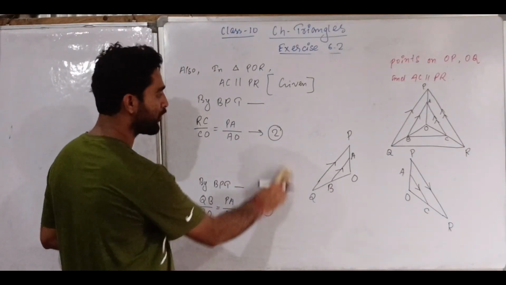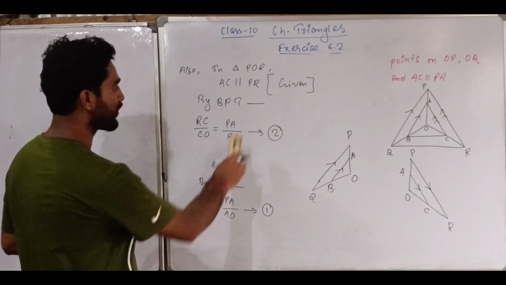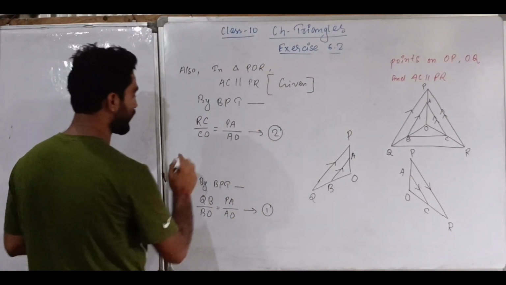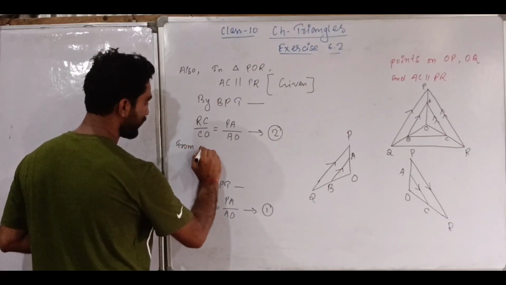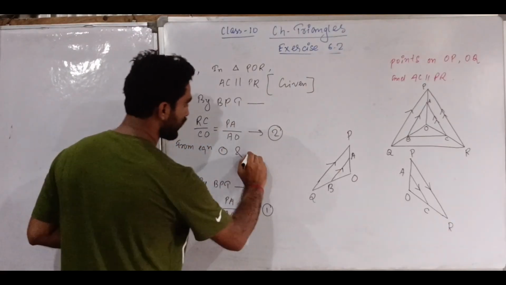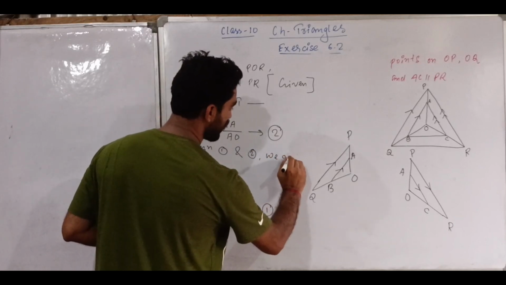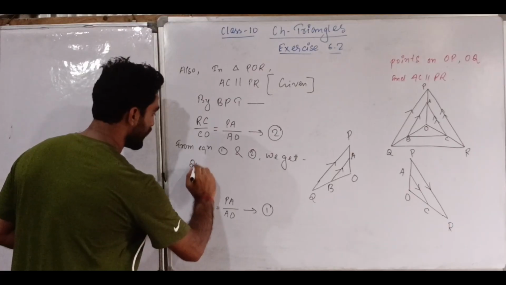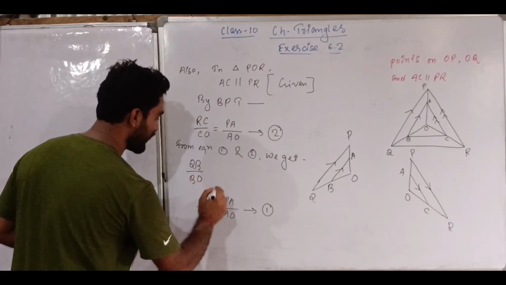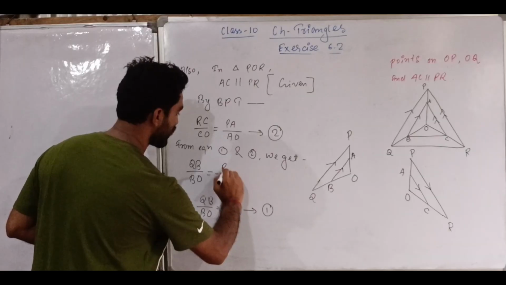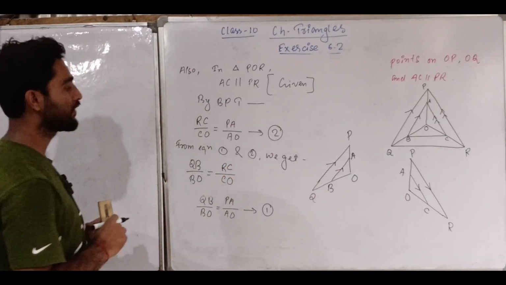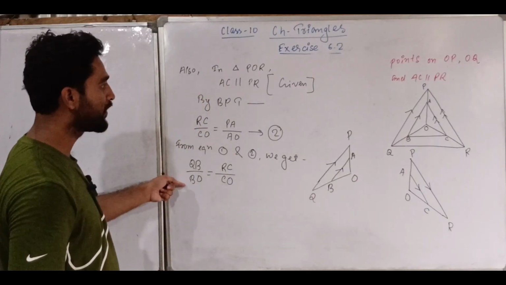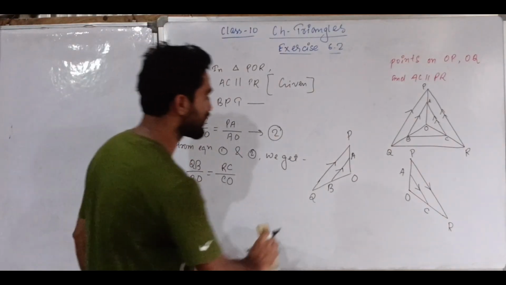Now again you see, in both equations the right hand sides are the same. So if the right hand sides are the same, we can equate the left hand sides. From equations 1 and 2, what will we get? QB divided by BO is equal to RC divided by CO. So we proved QB divided by BO is equal to RC divided by CO.